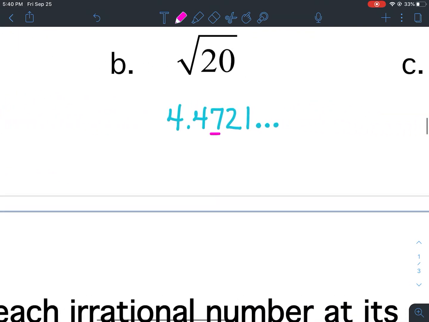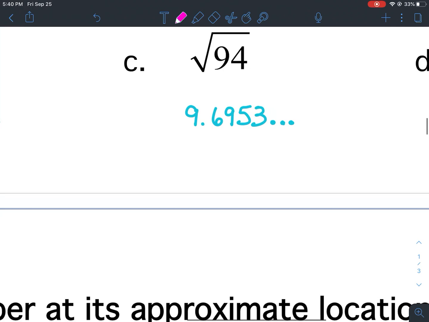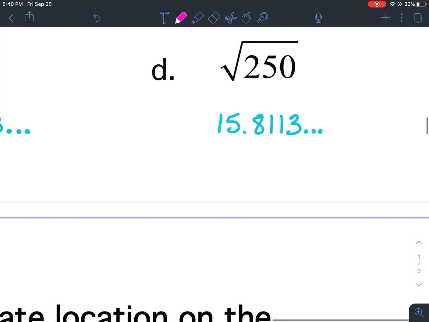For B, the hundredth spot is a 7. The 2 would not push the 7, so it would stay 4.47. For C, the 5 would push the 9 in the hundredth spot. So I would add 1 to the 9 and therefore have to carry, that would become a 10 and carry the 1. So this would round to 9.70. Here's my hundredth spots. Since the 1 follows it, the 1 would not push the other one. Therefore, it would stay 5.81.